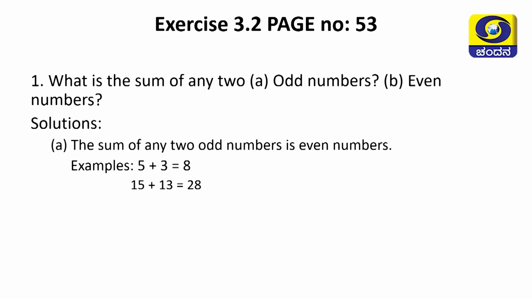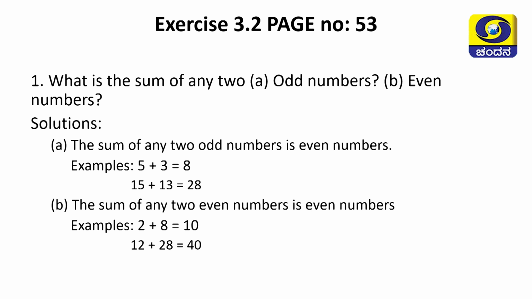The sum of any two odd numbers is an even number. See, for example, 5 is an odd number, 3 is also an odd number, 5 plus 3 is 8. One more example, 15 plus 13 is 28.